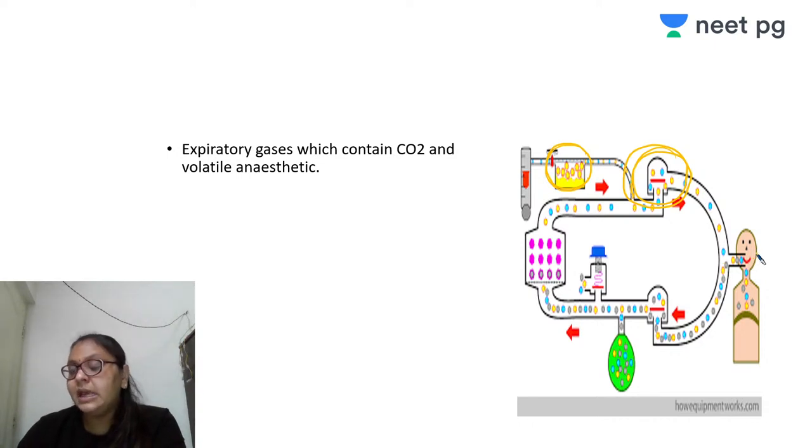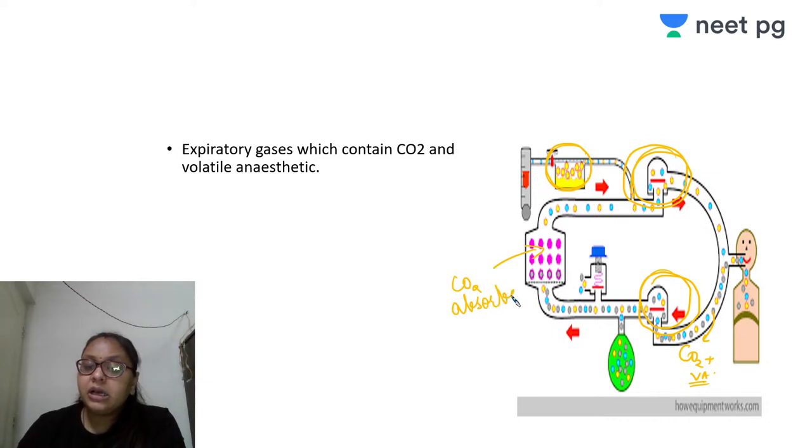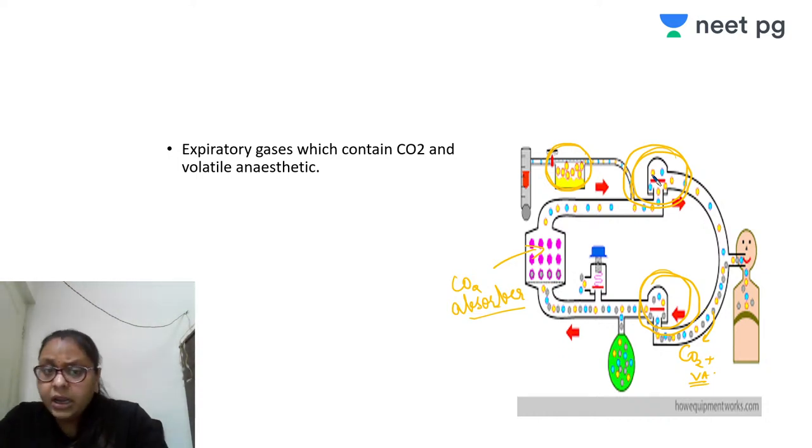Then the inspiratory gases will be inspired by the patient. Gray color, okay. Carbon dioxide plus the volatile anesthetic residues will go out from the expiratory unidirectional valve and then pass through the carbon dioxide absorber, in which the gray particles absorb the carbon dioxide and the remaining gases flow back into the anesthesia machine. So it is a closed circuit and it is a rebreathing circuit, because the gases are rebreathed by the patient after absorption of carbon dioxide.